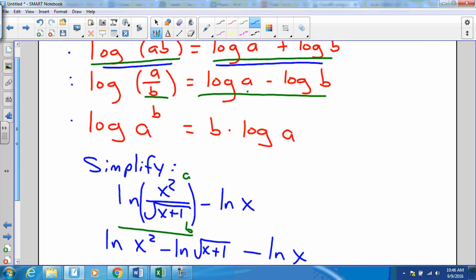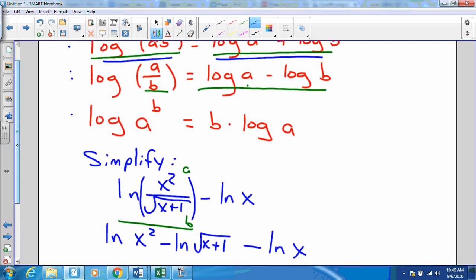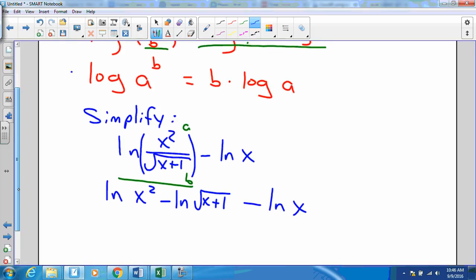Okay? Now, do you see anything else that's in one of my 3 forms here? Oh, the log a to the b, in the ln x squared. Aha! And so I could replace the ln of x squared with what? 2 ln x. Exactly so.